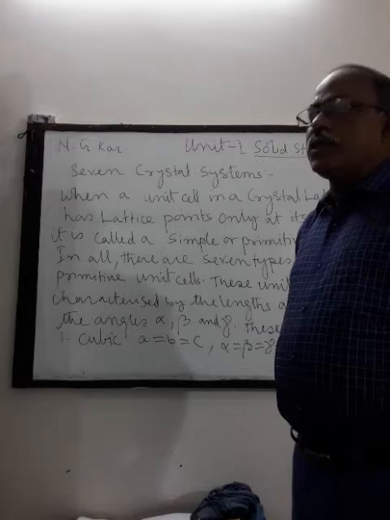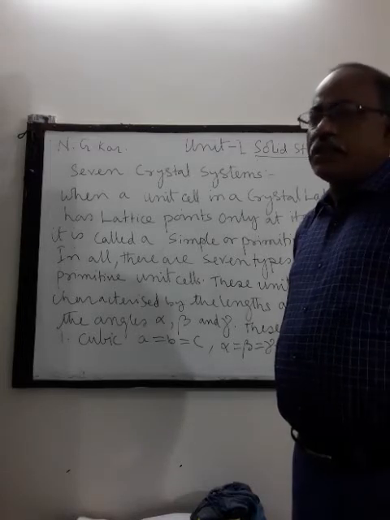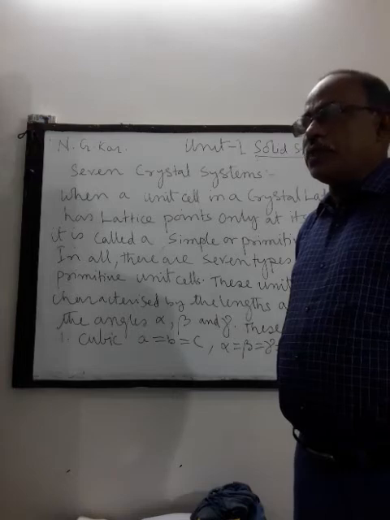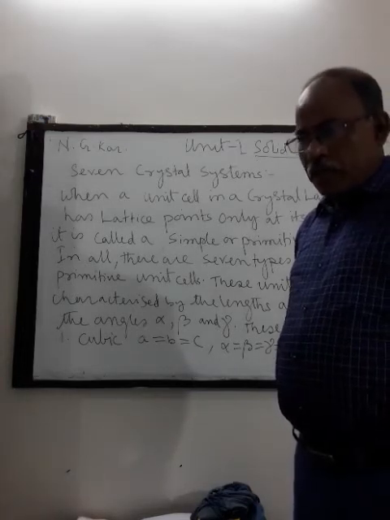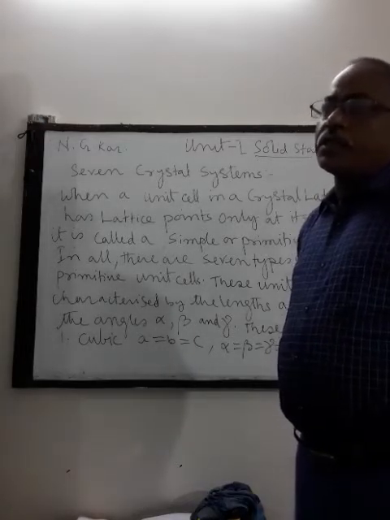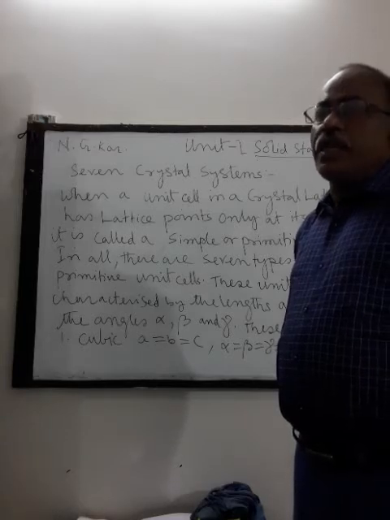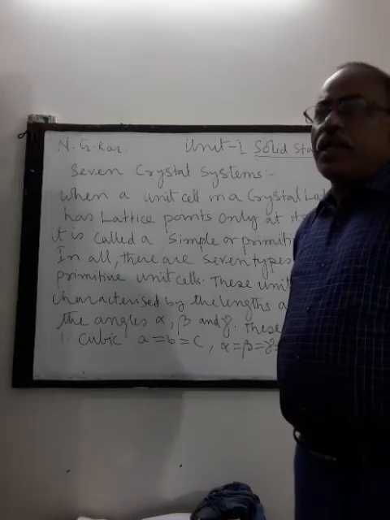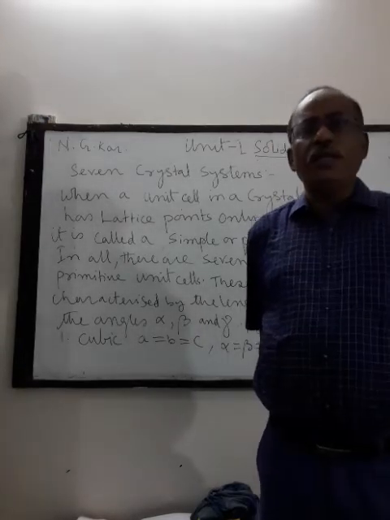So centered unit cells are of 3 types: face centered unit cell, body centered unit cell and end centered unit cell. Now unit cells are characterized by 3 sides or edge lengths A, B, C and the angles between them, that is alpha, beta and gamma.